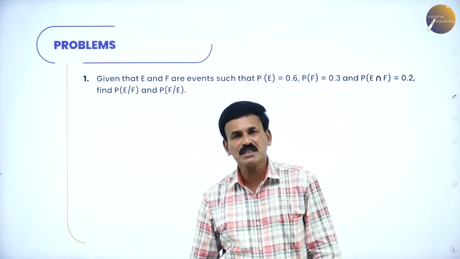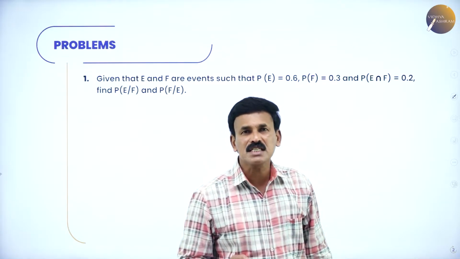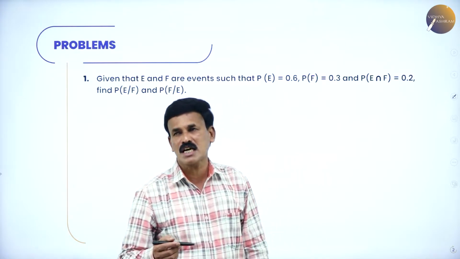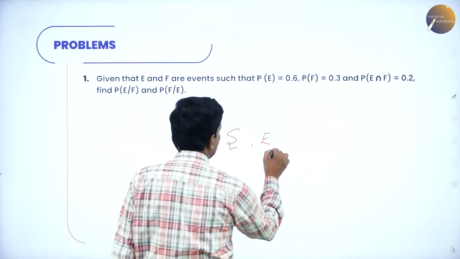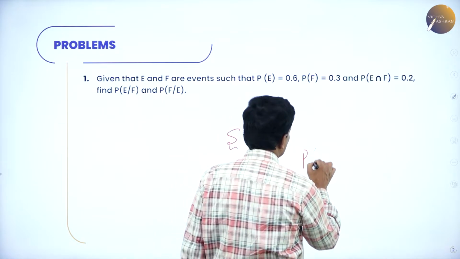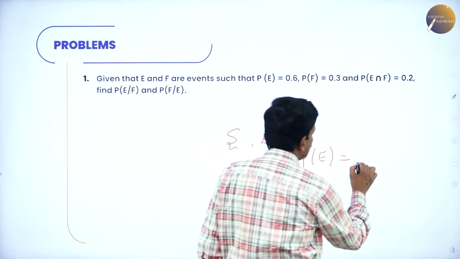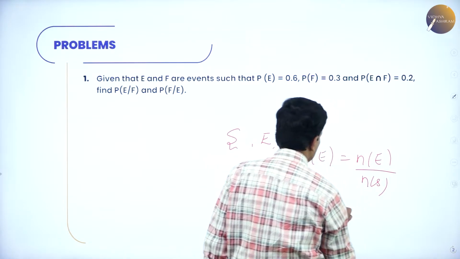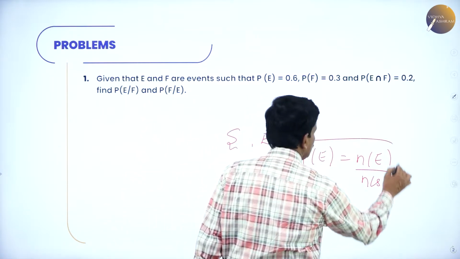In an experiment, if S is a sample space and E is an event in the sample space, then the probability of this event is defined as probability of event E is equal to N of E divided by N of S. N of E divided by N of S will give the probability of the event.